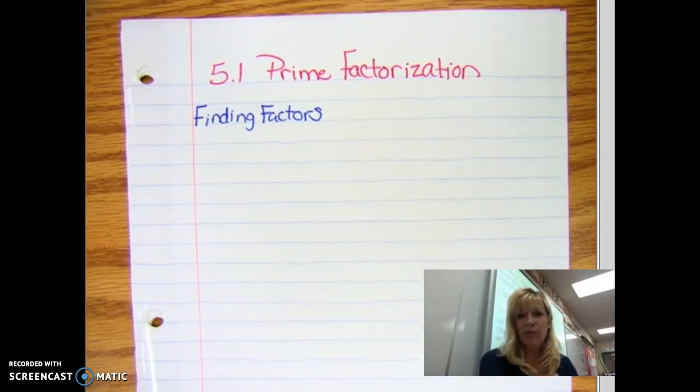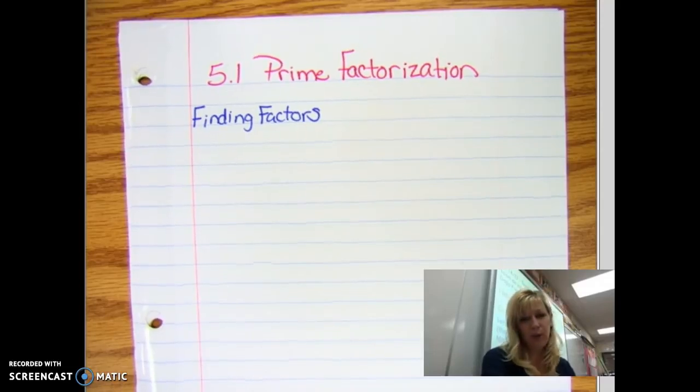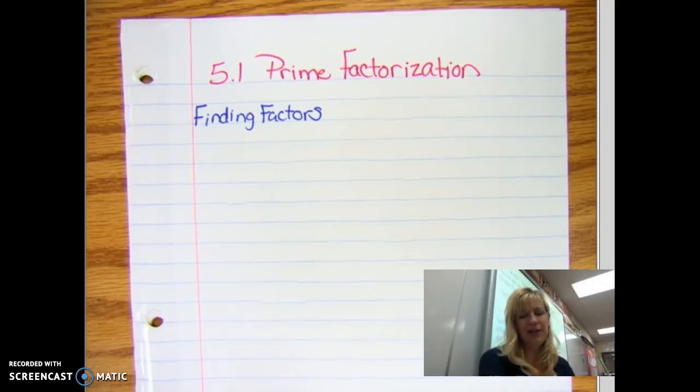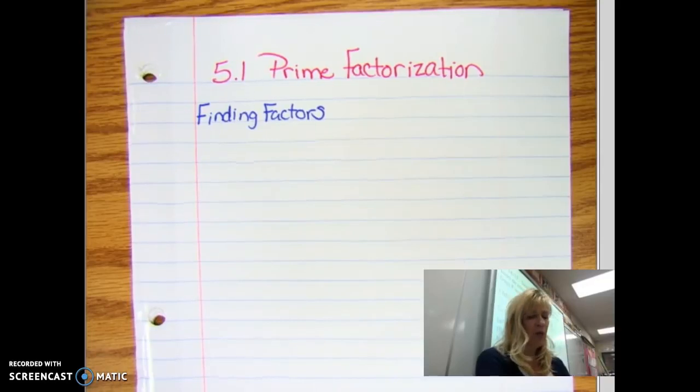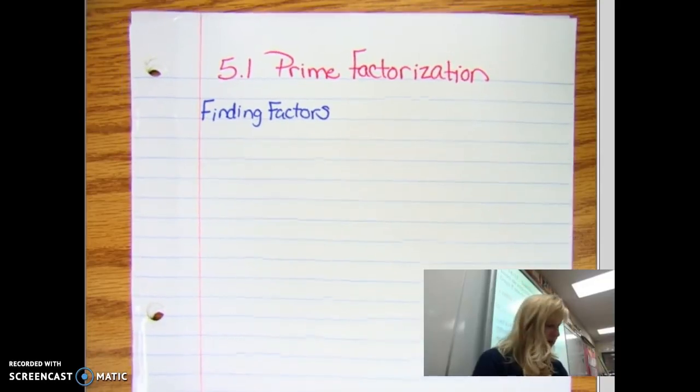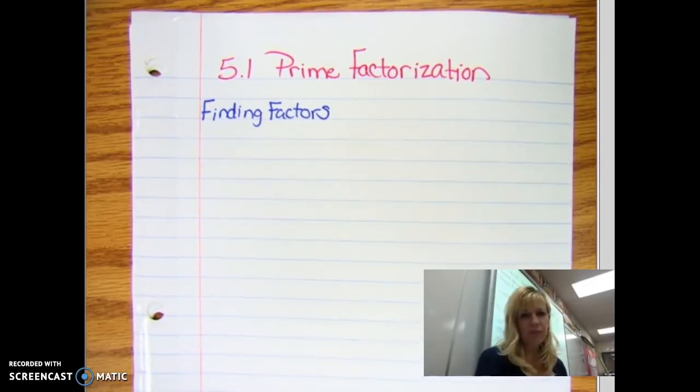We will also be implementing a holiday tree in our room, and it will be the factor tree. So as soon as that comes in, I will have all of you help me decorate ornaments, and we'll figure that out to get the prime factorization of a very, very large number. We're going to start small here, and we're going to start by finding factors. And I'm going to teach you the rainbow method.